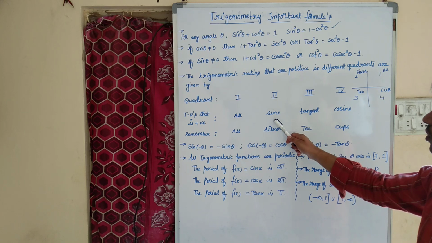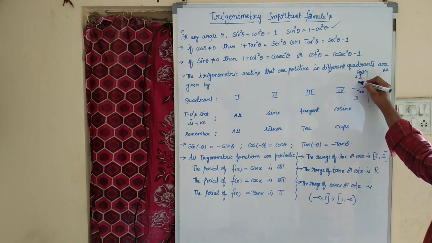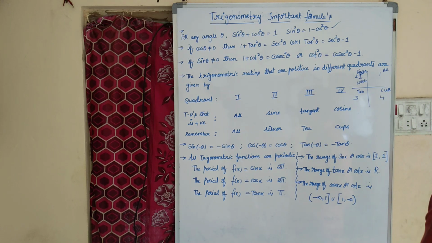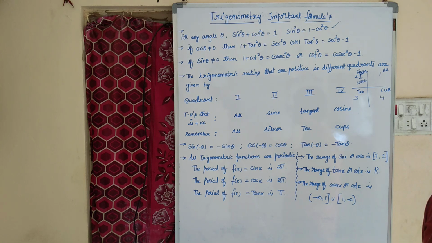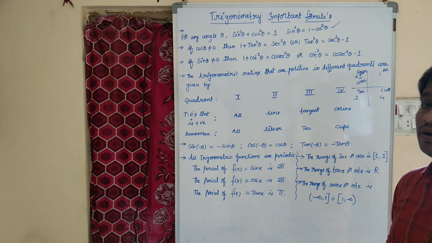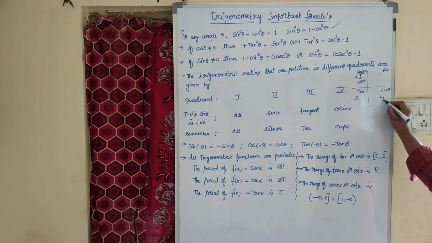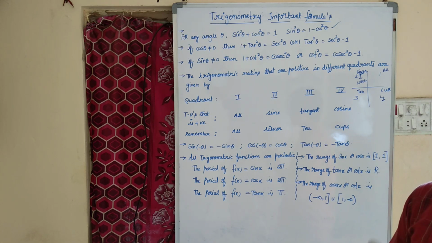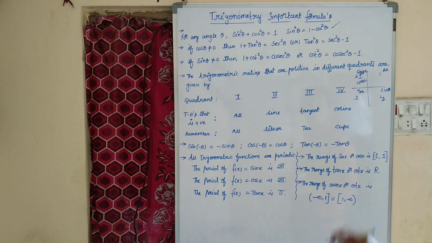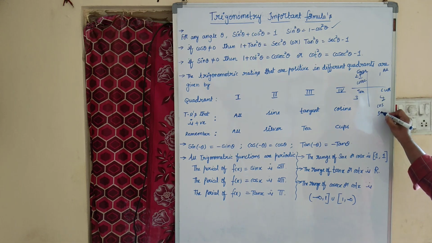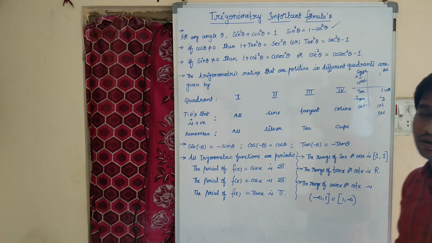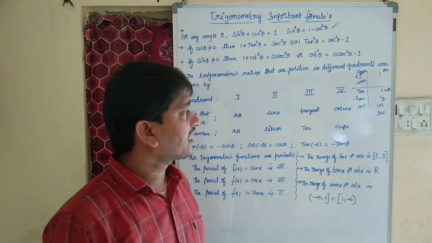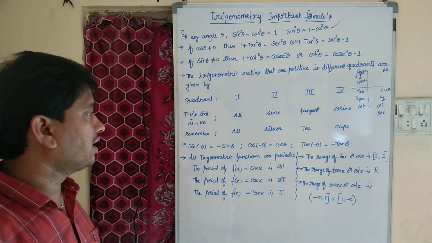In quadrant 2, only sin and its reciprocal cosec, those two trigonometric ratios are positive. Coming to the third quadrant, tan and its reciprocal cot, those two are positive. Coming to quadrant 4, cosine and its reciprocal sec, those two are positive. Here cos reciprocal sec, here tan reciprocal cot, those two are positive in the second, third and fourth quadrants respectively.